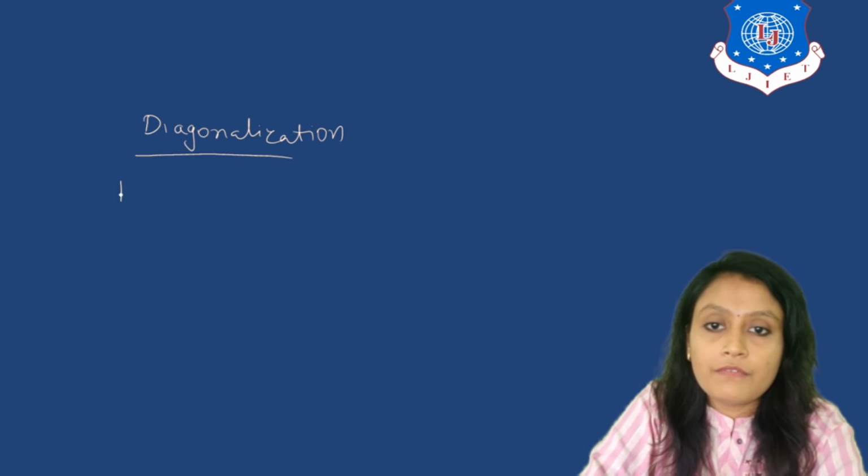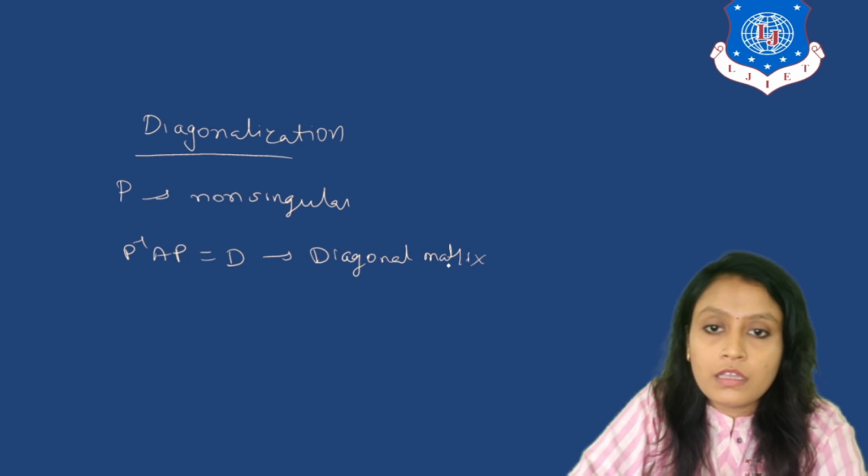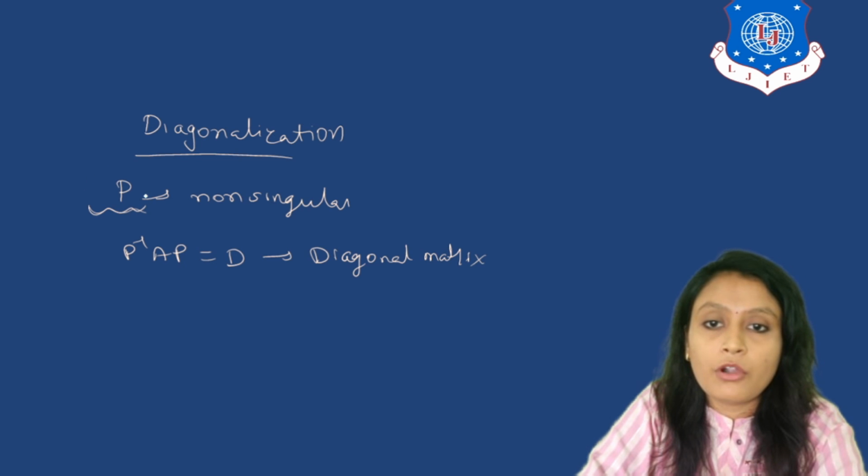So in today's session what we have studied is diagonalization. We can say that a matrix is diagonalizable if we have a matrix P which is non-singular, and this P inverse AP should be D, and D is what? D is a diagonal matrix, right? This P is known as a modal matrix.